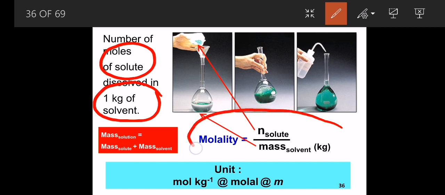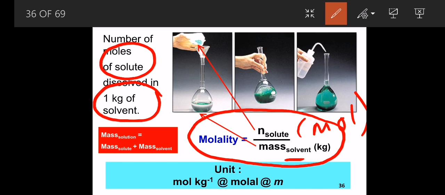is this one. So please memorize this formula, guys. Molality equal to n solute in mole unit divided by the mass of solvent. If you compare to molarity, it is the volume of solution in liter, but for molality, it is n solute divided by the mass of solvent in kilogram.